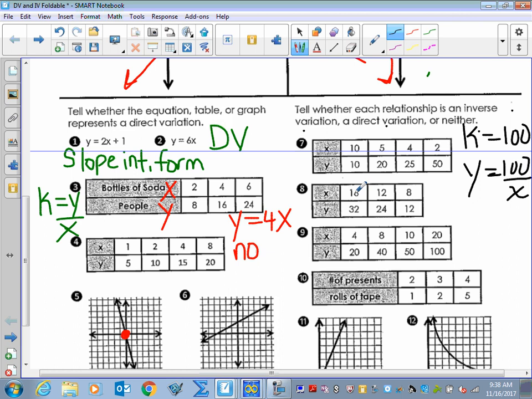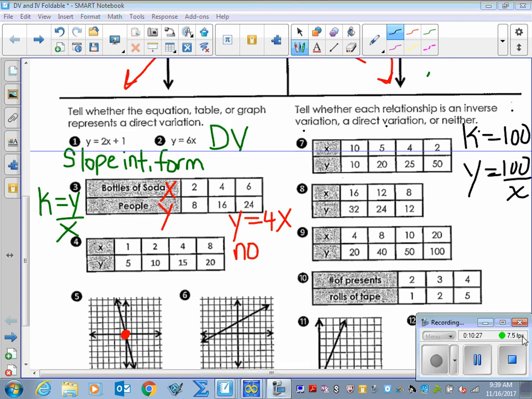Okay, if you're not getting the same numbers, now we're going to test for direct. So what is 32 over 16? 24 over 12. 12 over 8. Did you get the same number each time? Yes or no? No. Okay, so that's going to be neither. We'll just put in neither.